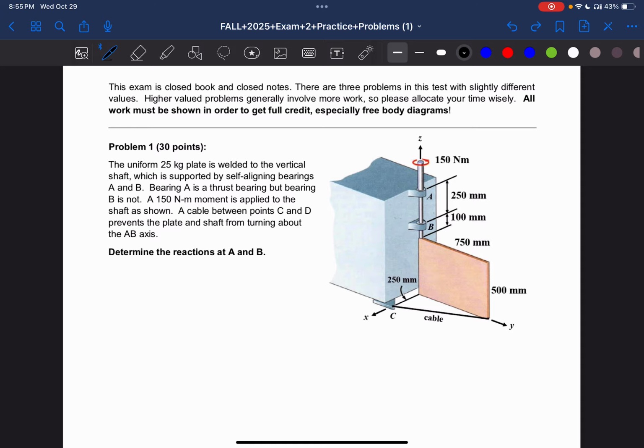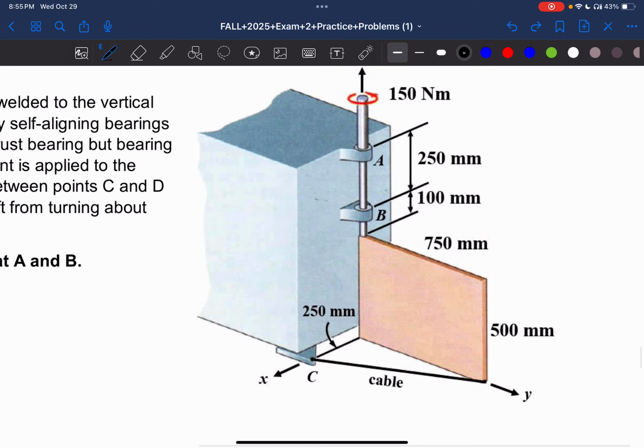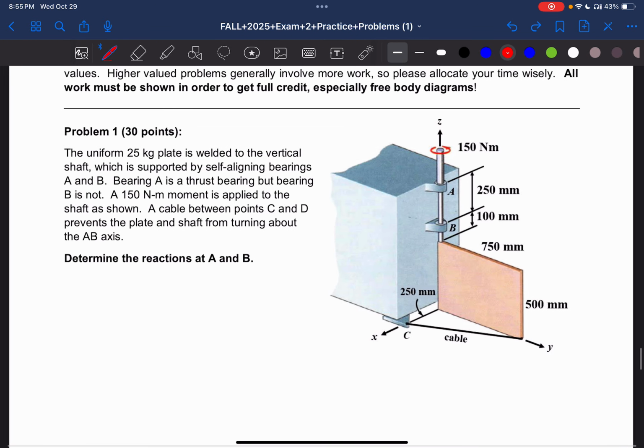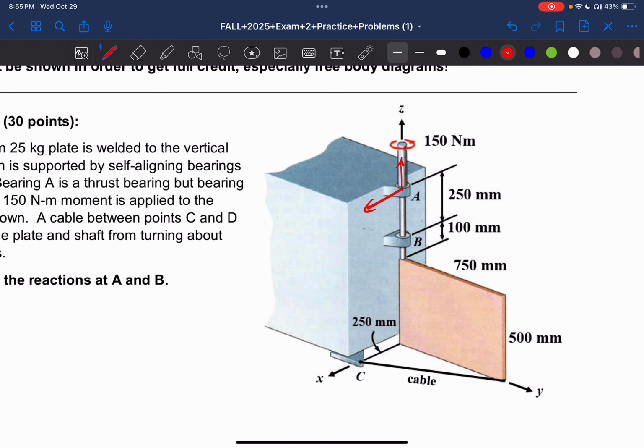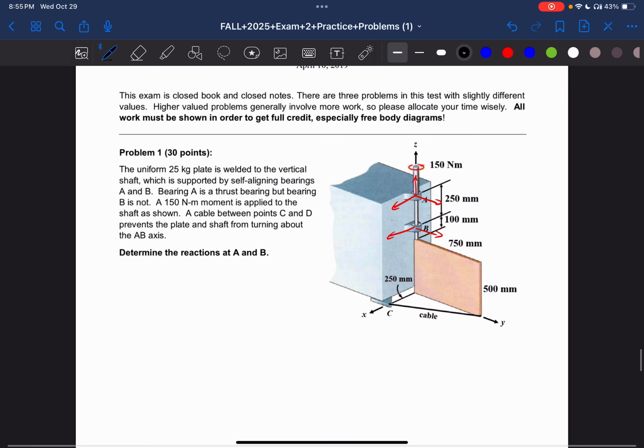Okay, next one. Determine direction of A and B. Okay, so we can see that A is a thrust bearing, so we're going to have force this way, and then force in the positive x direction, and then also force in the y direction. B is just going to be x direction and y direction.